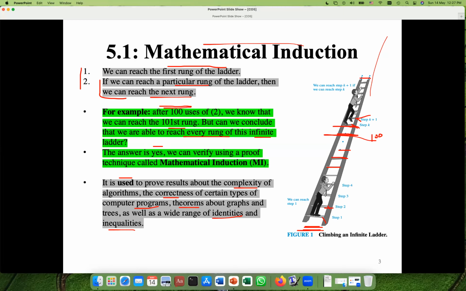And for this, you have to use mathematical induction. To prove that you can reach every rung of this infinite ladder, the answer is yes, but to prove it, you have to use mathematical induction. Similarly, in upcoming slides, problems like that will come, and then you are on the ground, you can say, maybe on that ground.